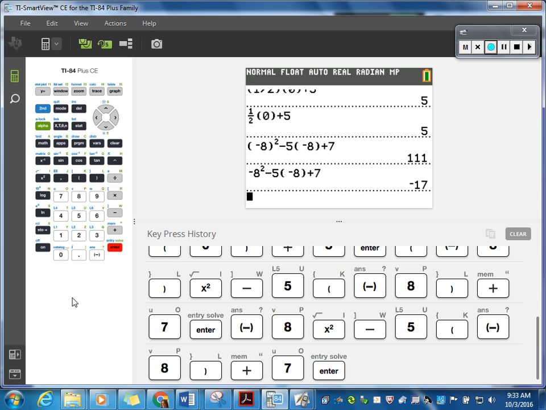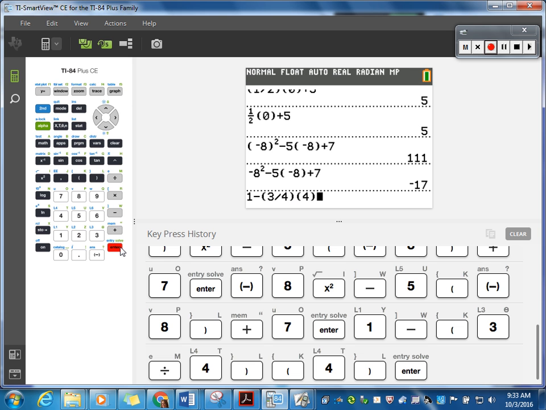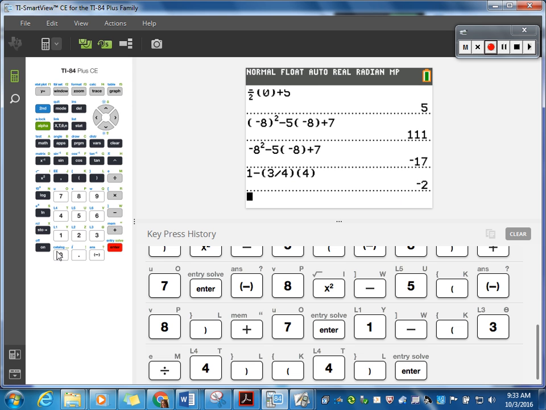Okay, let's look at number 4. So we have a fraction on number 4, f of x equals 1 minus 3/4 x. So I'm going to type it exactly how I see that. I'm going to do the old school way of doing a fraction. So in parentheses, I have 3/4. I use the division bar. And I'm multiplying 4 here. And then I just use parentheses. Remember, this is multiplication here. And press enter, I get negative 2.